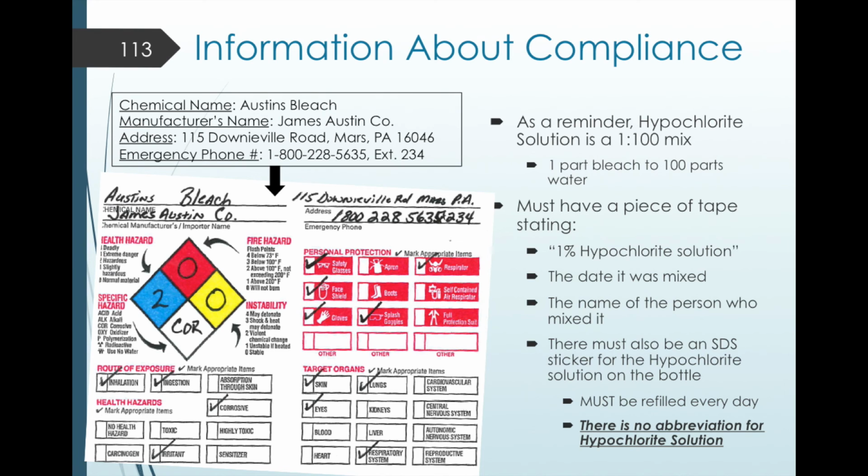Also note that there is no abbreviation for hypochlorite solution. The sticker on the bottle must be labeled as shown here. The chemical name, Austin's Bleach. The manufacturer's name, James Austin Company. Address, 115 Downeyville Road, Mars, Pennsylvania, 16046. Emergency phone number, 1-800-228-5635, extension 234.